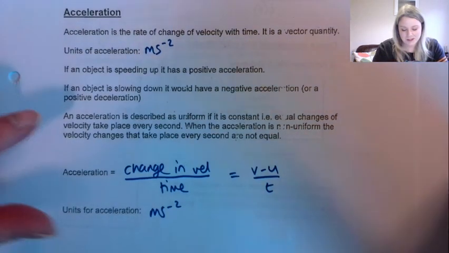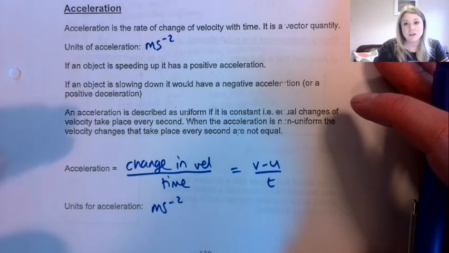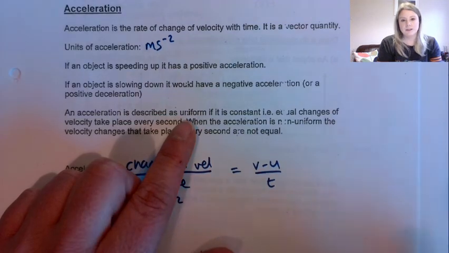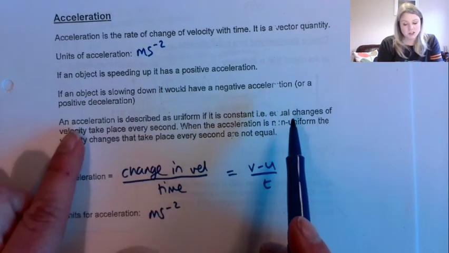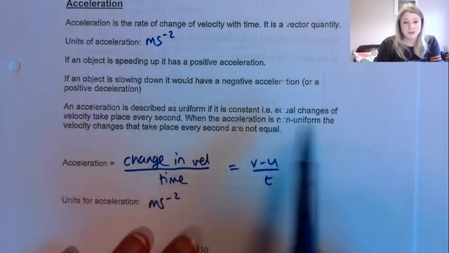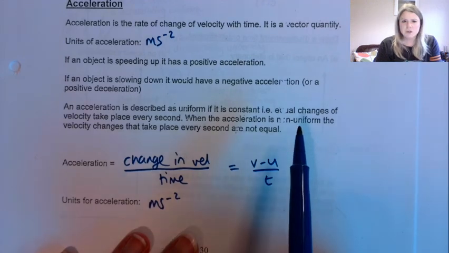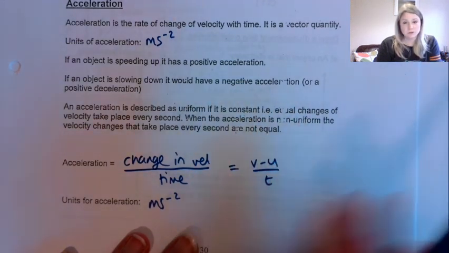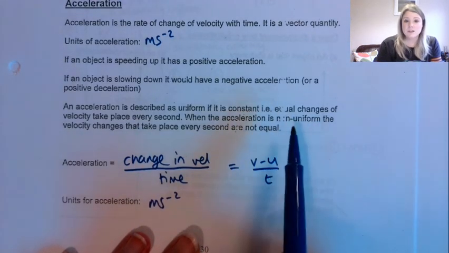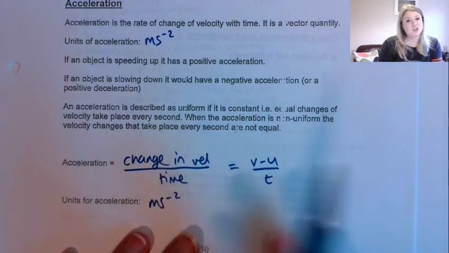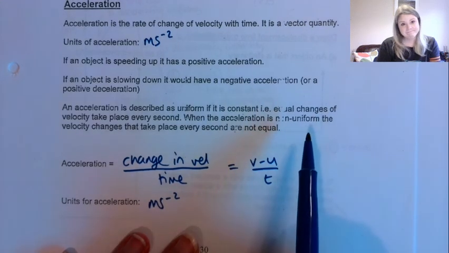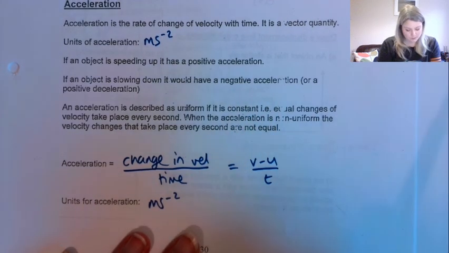Okay, so an acceleration is described as uniform if it is constant. So if something's accelerating at a constant rate, then that would be a uniform acceleration. And that means equal changes of velocity take place every second. When the acceleration is non-uniform, which we don't deal with in physics here, I don't think we do it at A2 either, we are always just doing uniform acceleration. In maths, you do non-uniform though, I'm pretty sure. So when the acceleration is non-uniform, the velocity changes that take place every second are not equal. So we'll not really have to do any calculations with that. Well, maybe the odd one from a graph, but we'll talk about that.